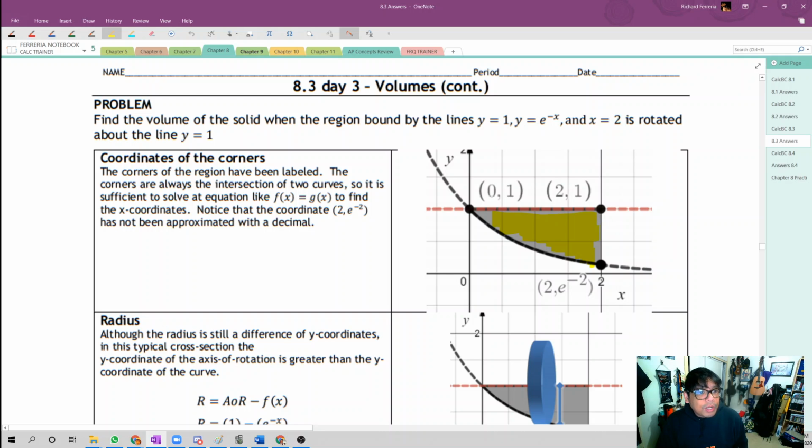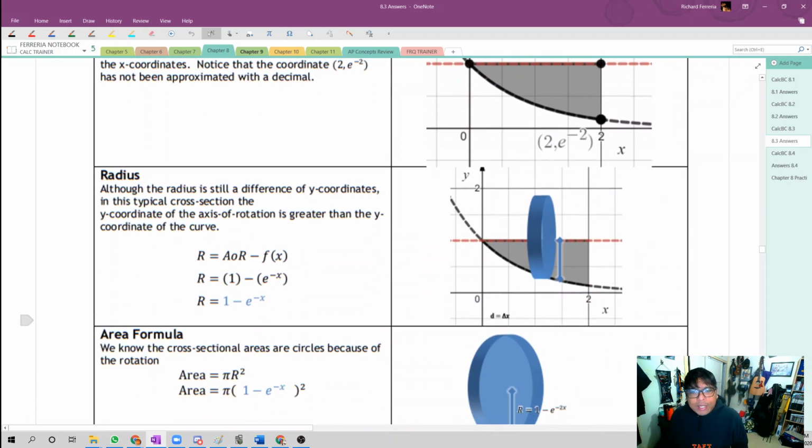So over here, the corners of the region have been labeled already. The corners are always the intersection of two curves, so it's sufficient to solve an equation like f of x equals g of x. Notice also that the curve 2, e to the negative 2, has not been approximated to a decimal. No real need, since we're only really interested in the x coordinates, since we're revolving around a horizontal axis.